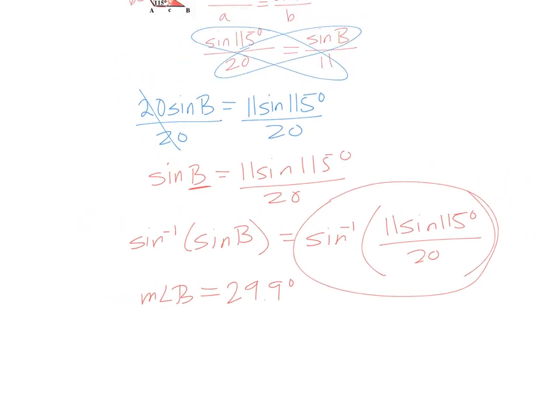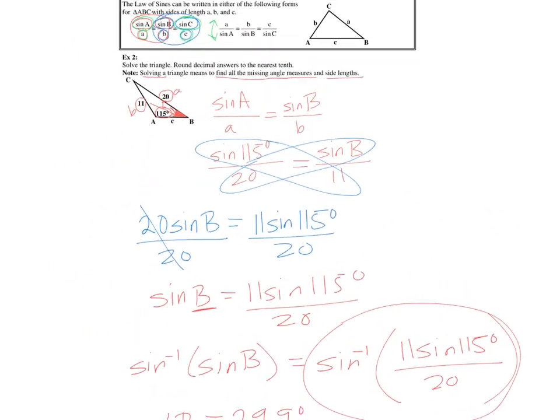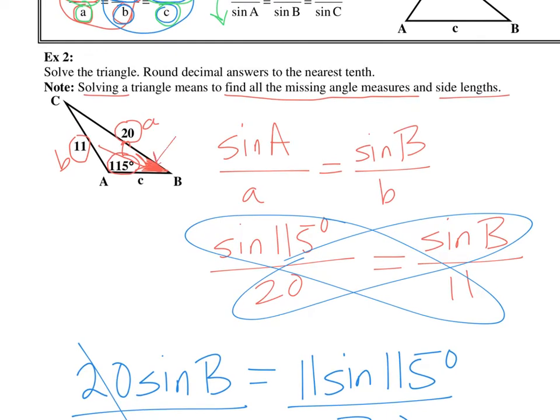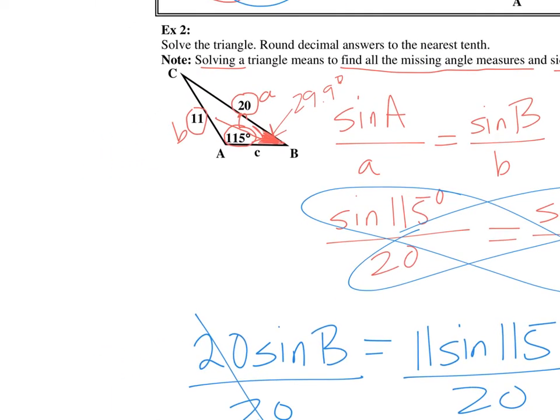Now what are we going to do with that? Well, let's look back up here. I know this here is 29.9 degrees. So now I can solve for angle C. Let's do a little work on the left side here. I'm going to take the measurement of angle C plus 115 plus 29.9, and that's equal to 180. So we subtract both of those from 180, and we get 35.1 degrees.